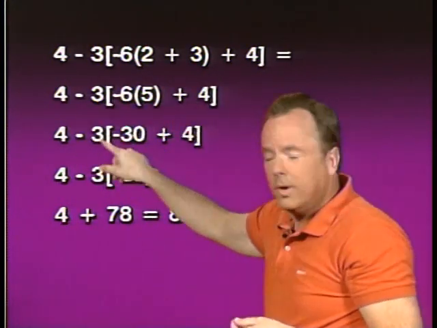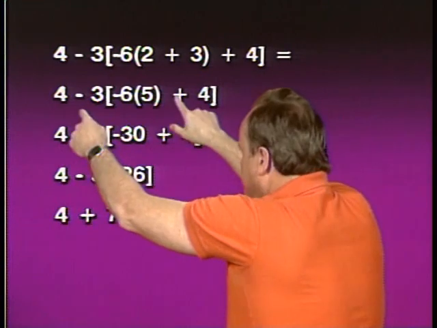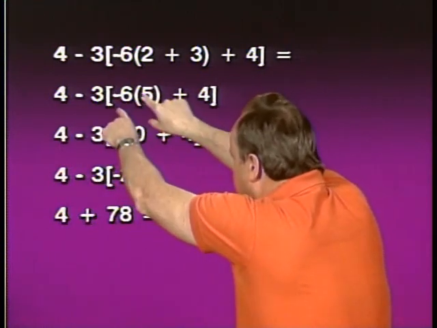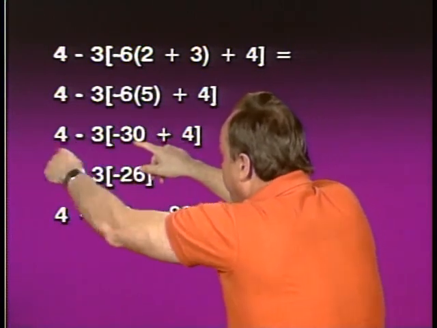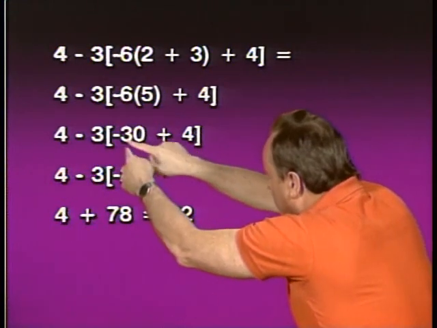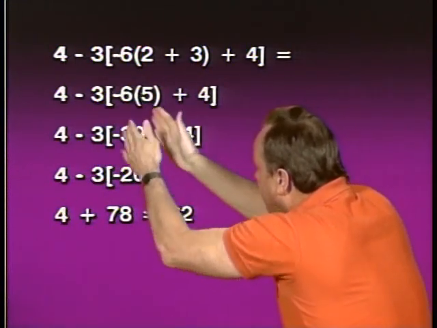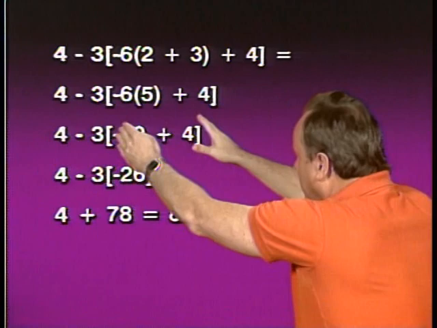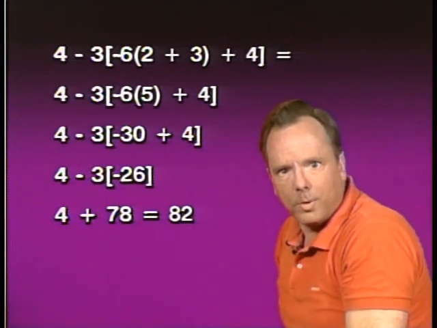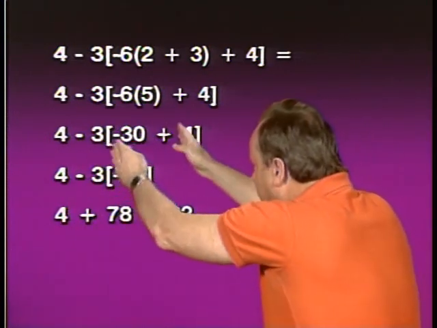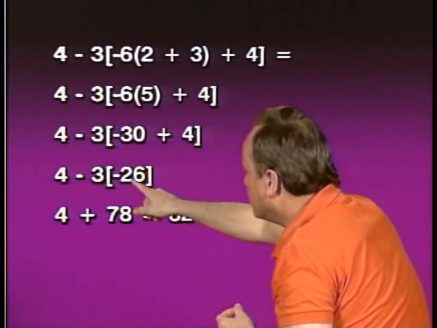Now let's continue, and let's get rid of the next bracket. So the next bracket is minus 6 times 5, that's minus 30. So now we have 4 minus 3 times the quantity, minus 30 plus 4. You see, we're resolving all the things in brackets. Now let's take a look at the minus 30 plus 4. What are we going to do with that? Well, just add them together algebraically, and that comes out to minus 26.